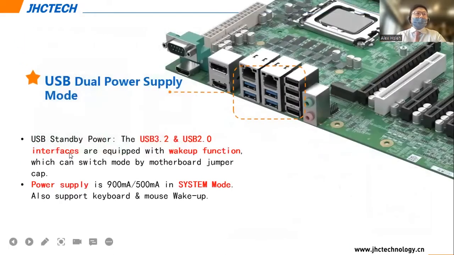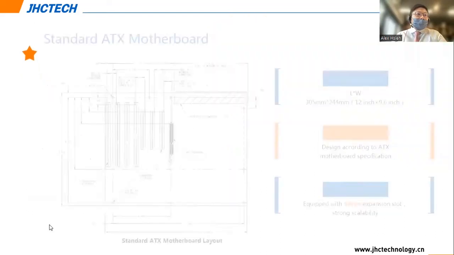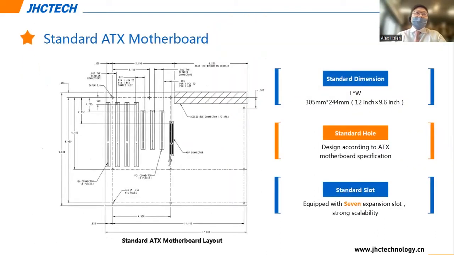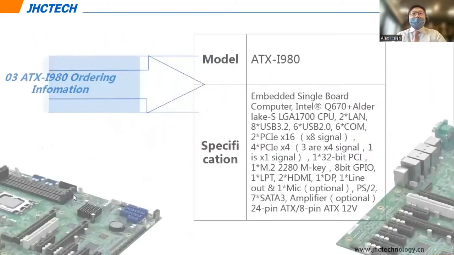We use this chipset and the CPU support, so we can use remote management. Next is the USB dual power supply mode. We have USB 3.2 and 2.0 interfaces, and we have a wake up function, and also power supply support in the system mode. That means we can support wake up on USB, just like when your monitor is off, you can move your mouse and you see the system power on. This kind of feature. This is the standard ATX motherboard, the industry standard.